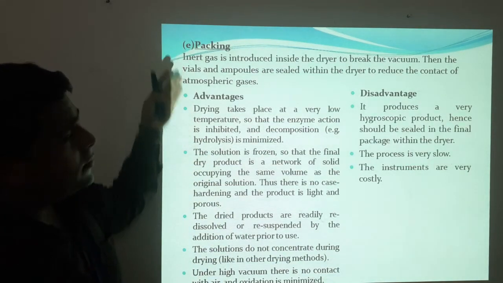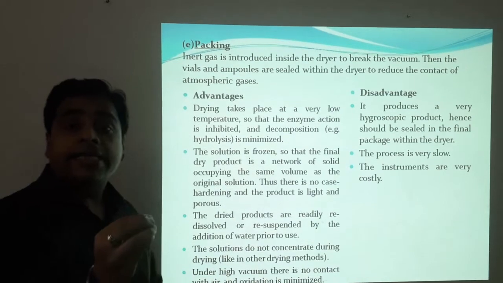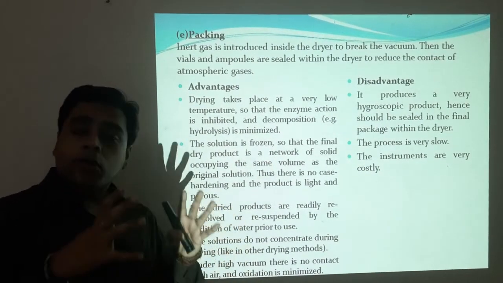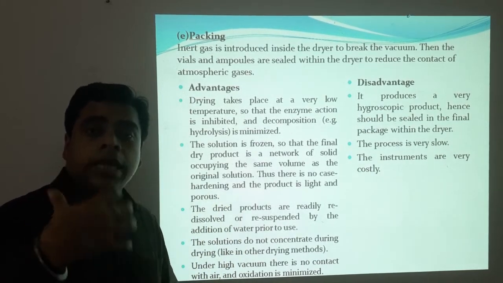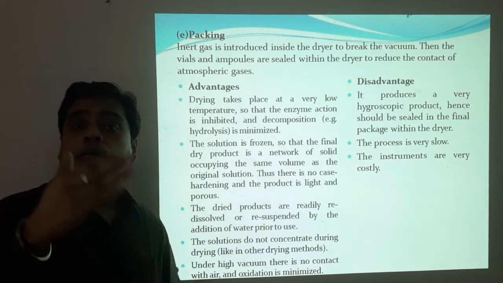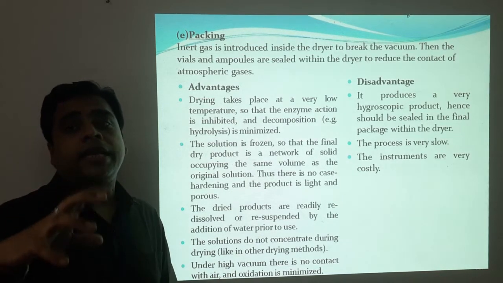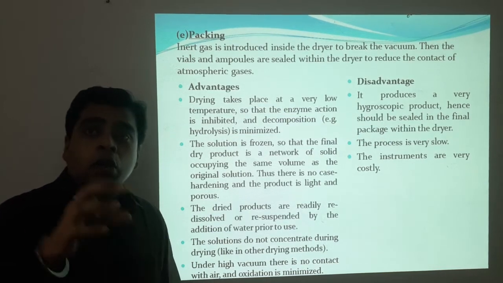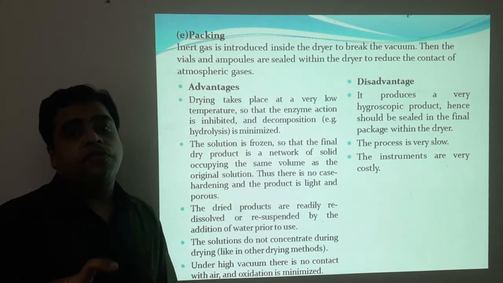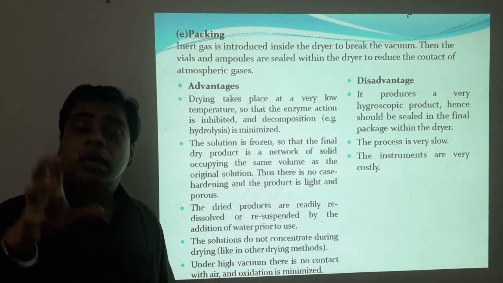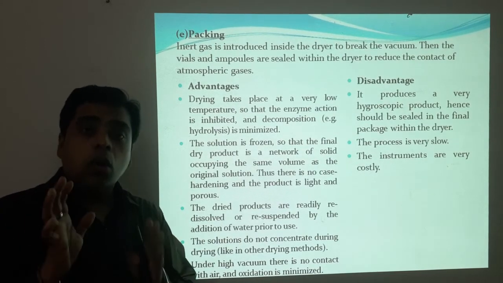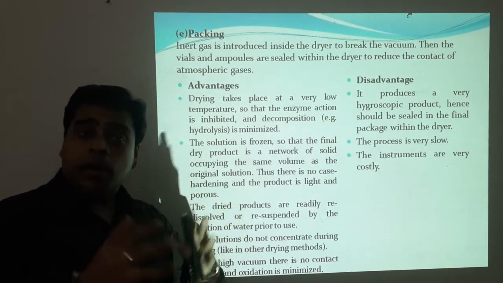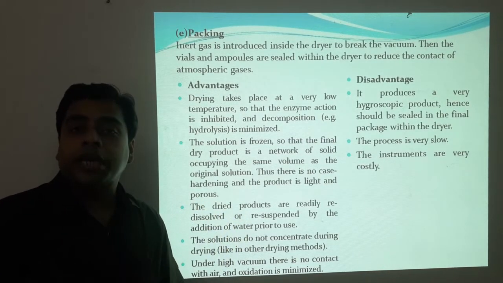Next, packing, that is the fifth step. Inert gas is introduced inside the dryer to break the vacuum, because the process was undergone at a high degree of vacuum. So to break the vacuum, we have to introduce some inert gas. Then the vials and ampoules are sealed within the dryer to reduce contact with atmospheric gases. This particular process is unique. No other dryer applies this principle of sublimation, of putting the temperature and pressure below this eutectic point.